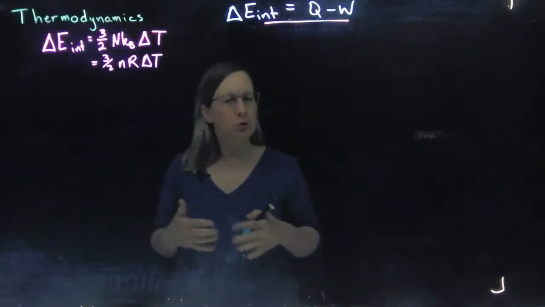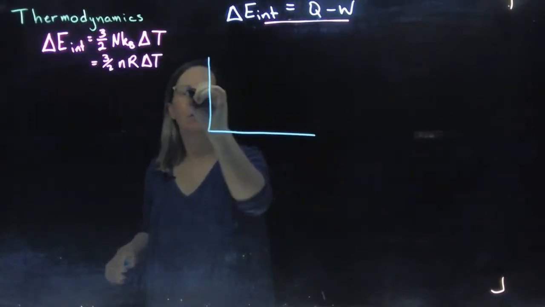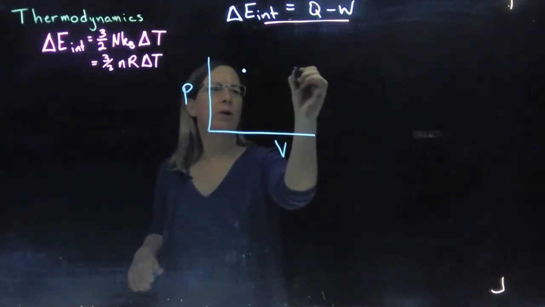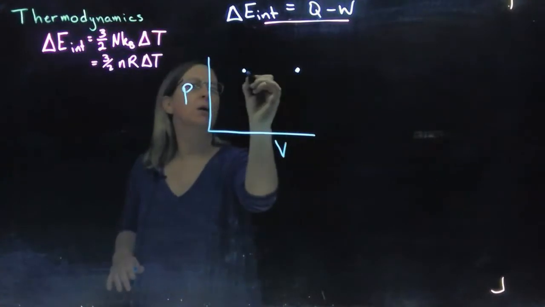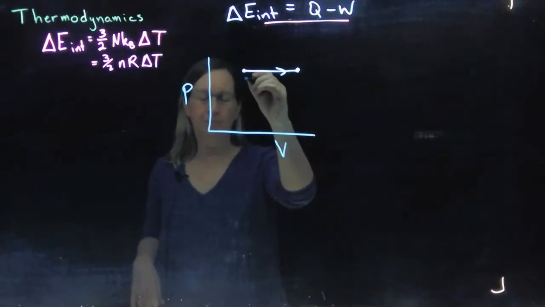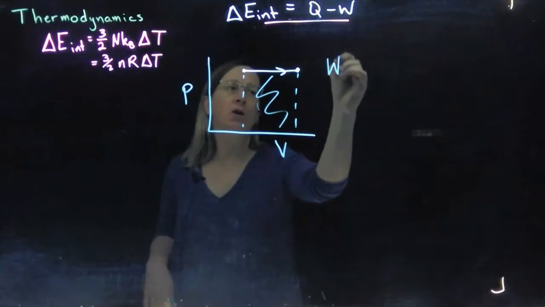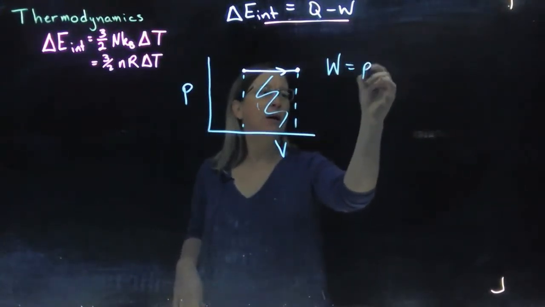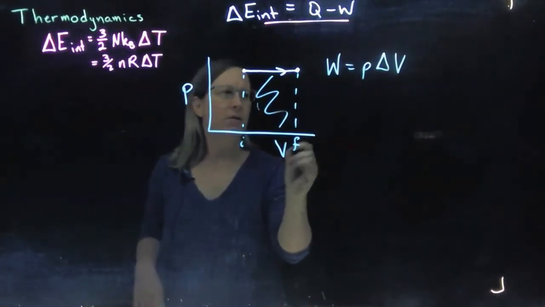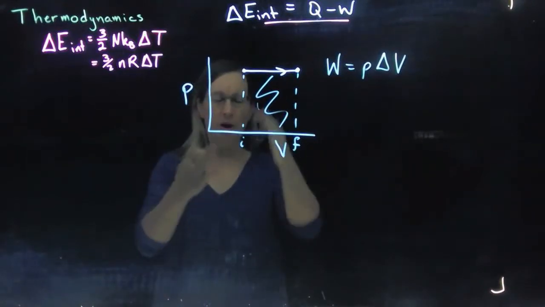We want to get used to reading information off of our PV diagrams. So we've got P and V, and if we go from this point to this point, this would be isobaric, like that. The work done is the area under the curve, right? Because the work is this integral. In this case, it's just P delta V. This is V initial and this is V final. And using this, we can find the work that's done.